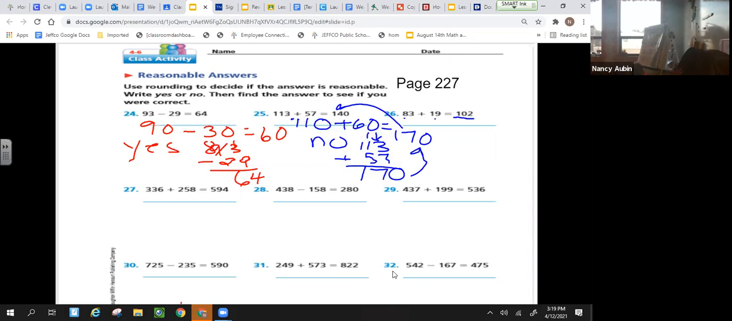So I saw some of you just added and you didn't use the whole rounding. The whole point in this is to round to see if the answer is reasonable. That's just a life skill. Check your work, right?